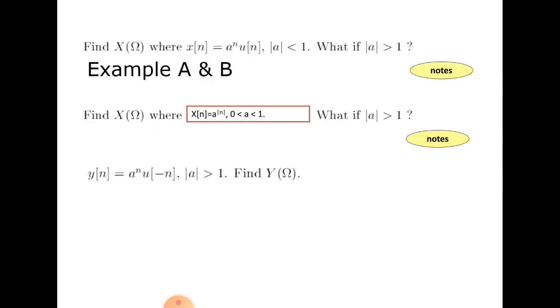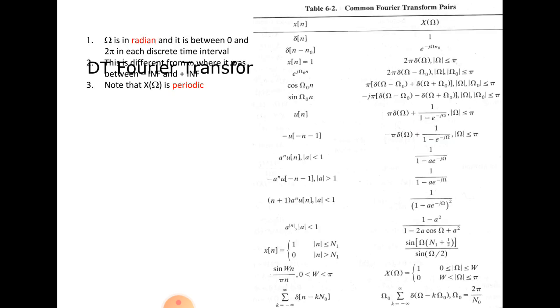Find X(ω) where x(n) is equal to aⁿ u(n), with modulus of a less than 1. What if modulus of a is greater than 1? Example: a and b. Find X(ω) where x(n) is equal to a to the power modulus of n, where a lies between 0 and 1. What if modulus of a is greater than 1? And y(n) is equal to aⁿ u(−n), with modulus of a greater than 1. Find Y(ω).